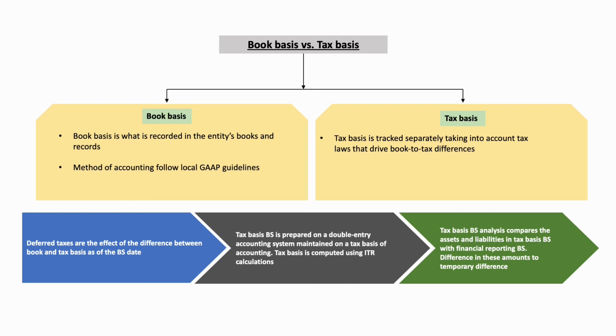The tax basis balance sheet analysis compares the assets and liabilities on the tax balance sheet versus the book balance sheet, and the differences in these two amounts will give rise to the temporary differences. So just to repeat our previous discussion, any difference in your bad debts reserve, which is booked on your book balance sheet versus on your tax balance sheet, will give rise to a temporary difference for the transaction of bad debts.